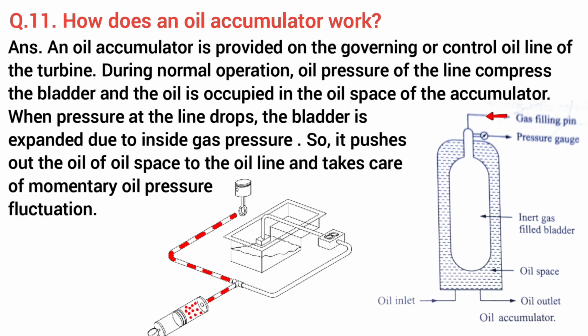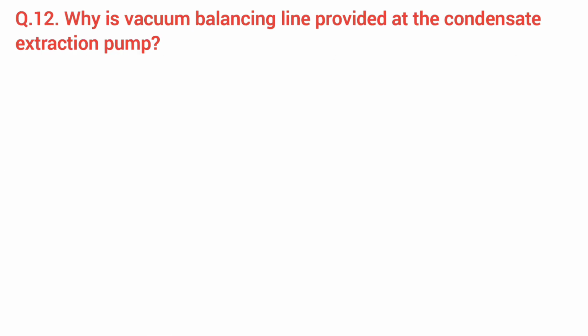How does an oil accumulator work? An oil accumulator is provided on the governing or control oil line of the turbine. During normal operation, oil pressure of the line compresses the bladder and the oil occupies the oil space of the accumulator. When pressure in the line drops, the bladder is expanded due to inside gas pressure. So it pushes out the oil from the oil space to the oil line and takes care of momentary oil pressure fluctuation.